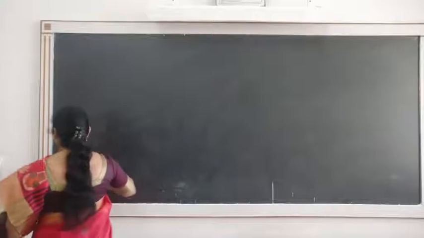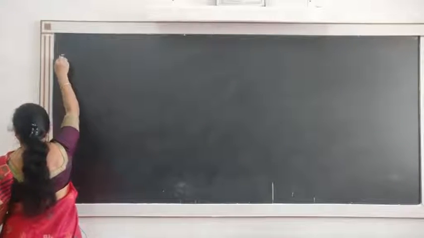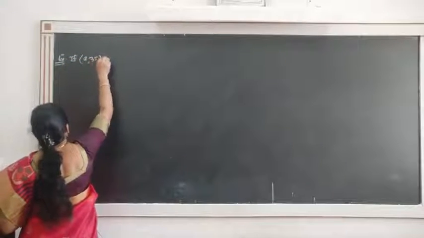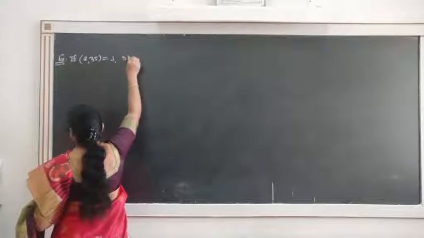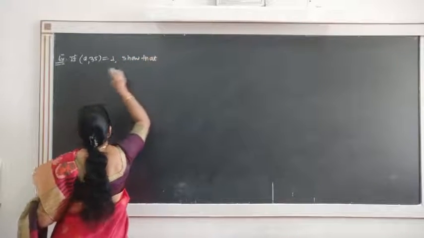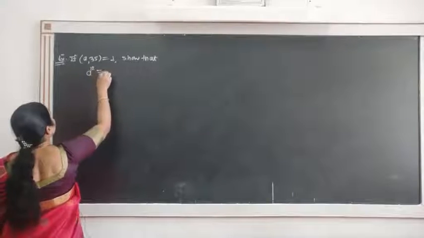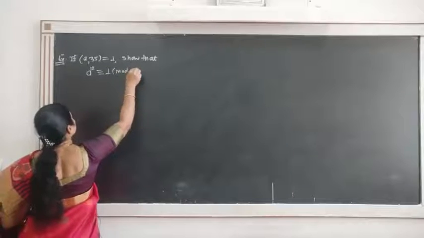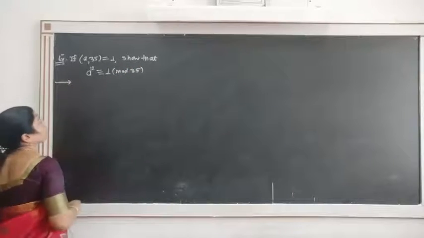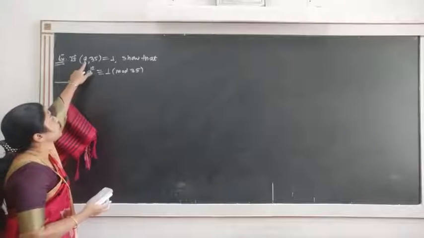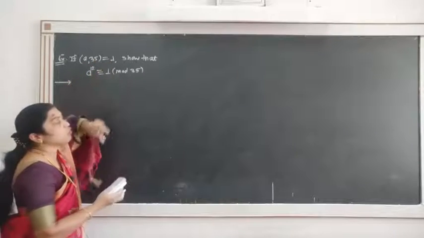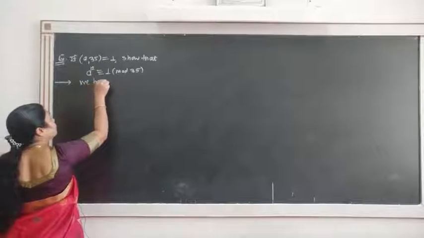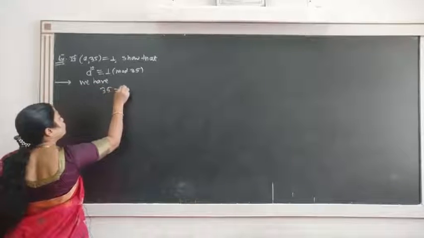Consider the next example. If GCD of A and 35 is 1, show that A raised to 12 is congruent to 1 modulo 35. So it is given that GCD of A and 35 is 1. We see the factors of 35. We have 35 is equal to 5 into 7.